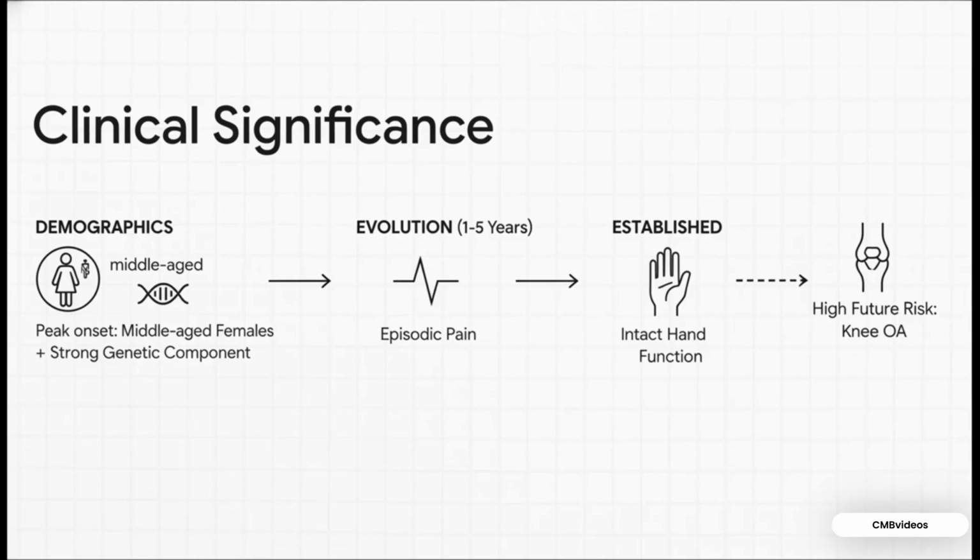What's absolutely fascinating is that while the nodes are evolving over a few years, the pain comes in highly episodic flares. But once the node is fully established, the pain often subsides completely and hand function remains surprisingly intact. That said, having these nodes does mean a much higher predisposition for developing knee osteoarthritis later in life.